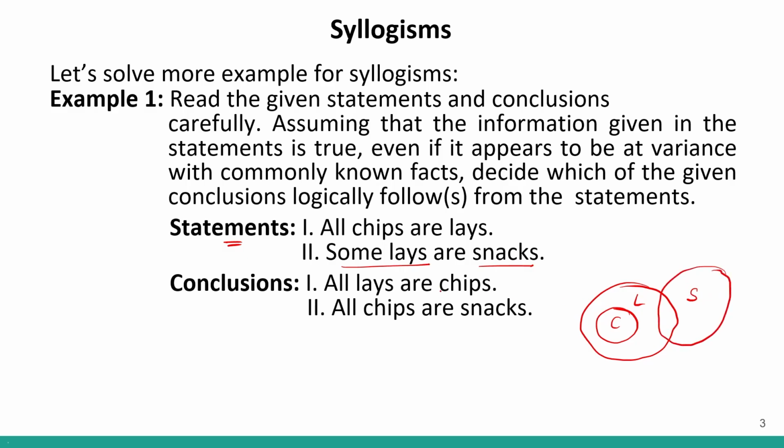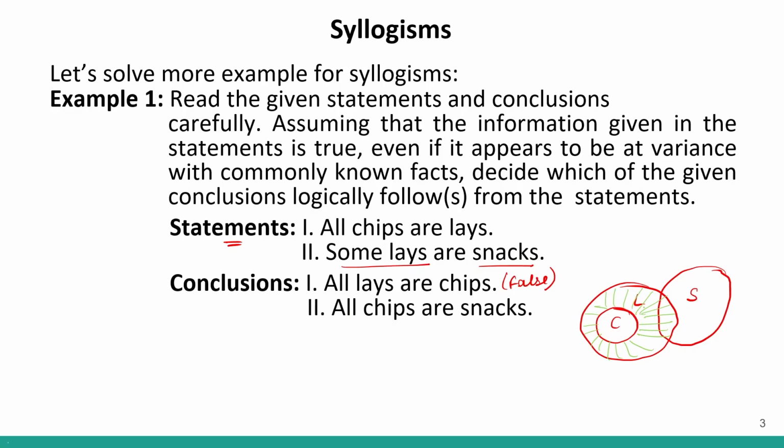Now let us look at the conclusions. Conclusion 1 says all Lays are chips. So definitely this is a false conclusion. Why? Because all chips are Lays, but all Lays are definitely not chips. If you look at this part, I'm using a different pen to highlight, this portion is Lays, but this portion is not chips. So all Lays are chips is incorrect because there is a portion that is Lays but not chips. This is a false statement.